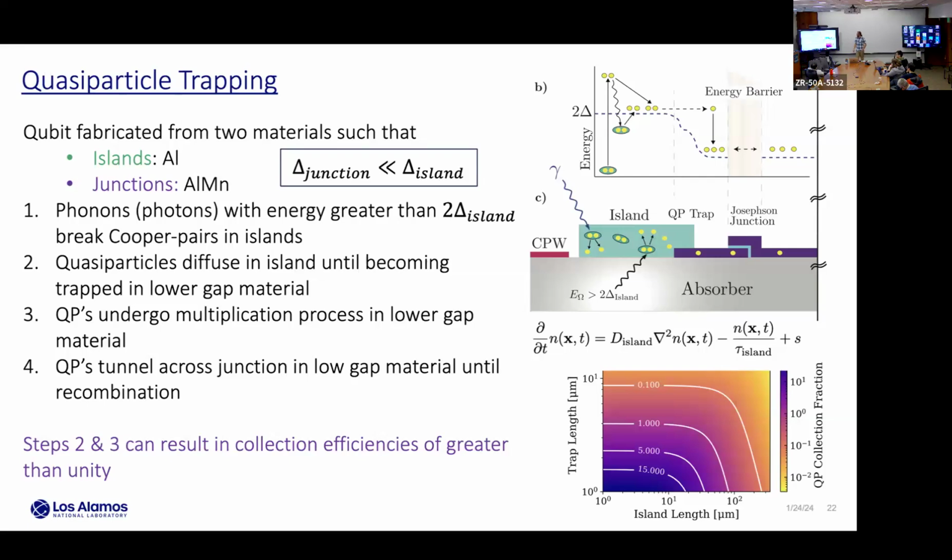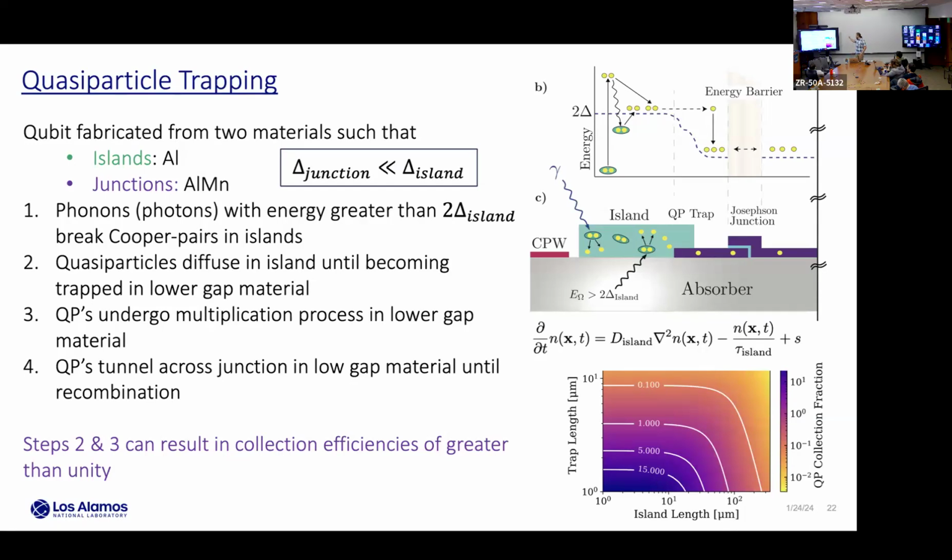So this allows the option to measure them more than once, because every time they tunnel, we get a measurement, and when it tunnels back, we get another measurement. And because of this whole process, we have the ability to get efficiencies that are greater than 1. For every stable quasi-particle here, there's a design space here. This is the length of this trap, and this is the length of the island. There's designs where we can get efficiencies of 10, 15.